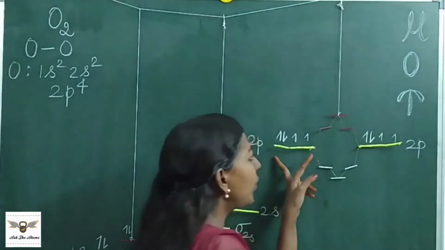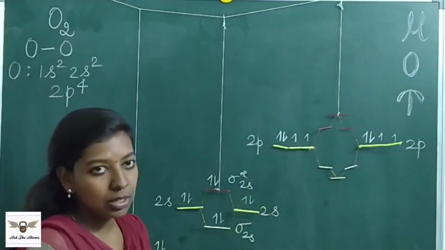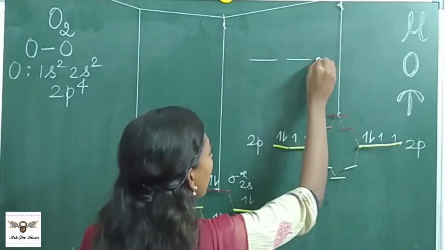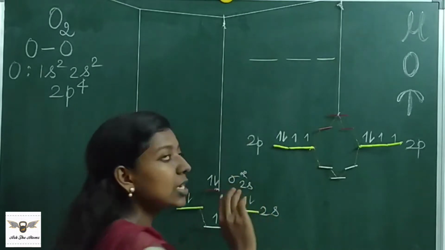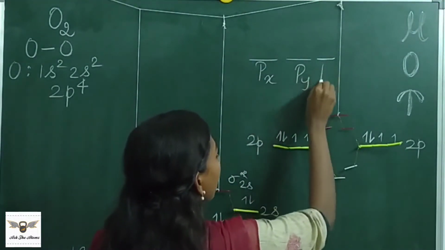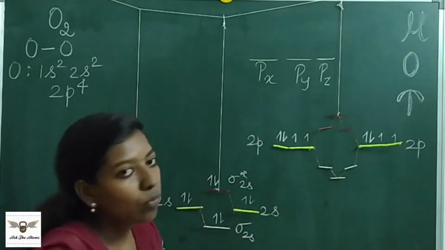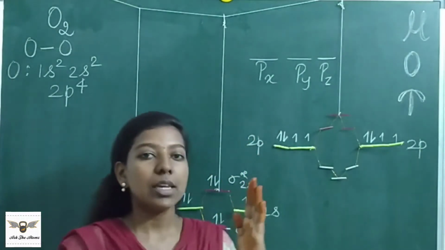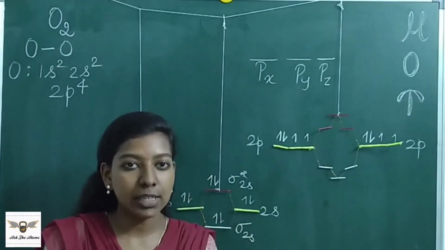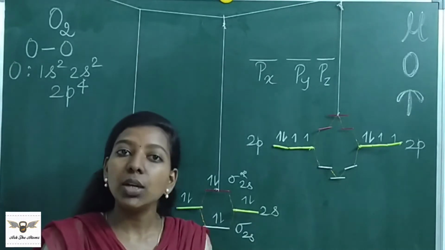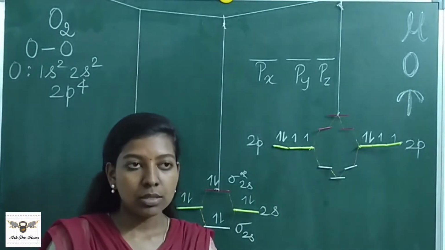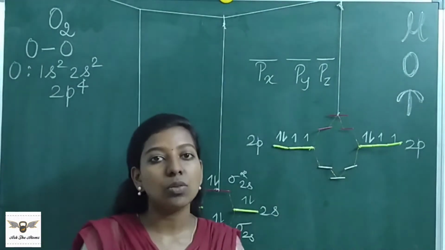Now, when I have 2p merging, you know what I have? In 2p, there are 3 orbitals. Or in p orbital, there are 3 subshells, right? One is called the px, the py, and the pz. The px, py, and pz are perpendicular to each other. So when one orbital can form a sigma bond, the other 2 orbitals cannot form a sigma bond. They have to go by a pi bond.